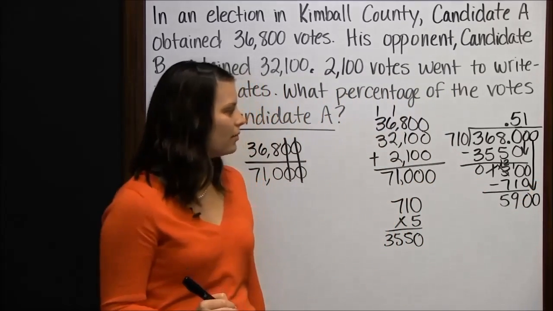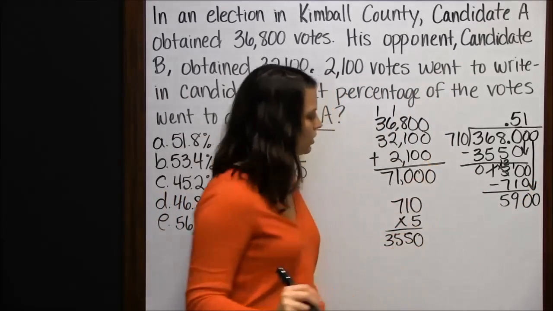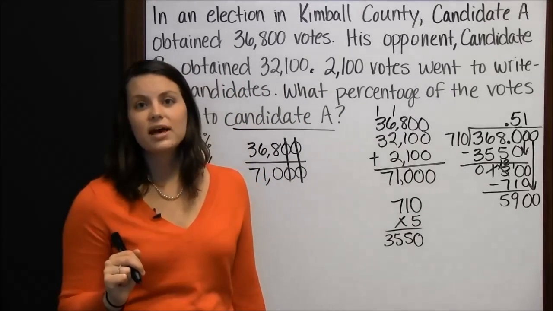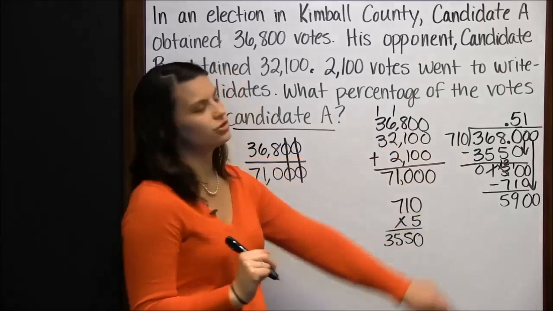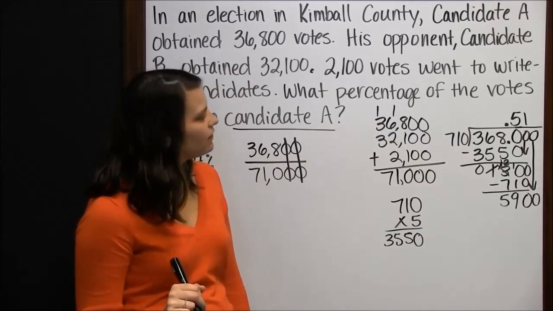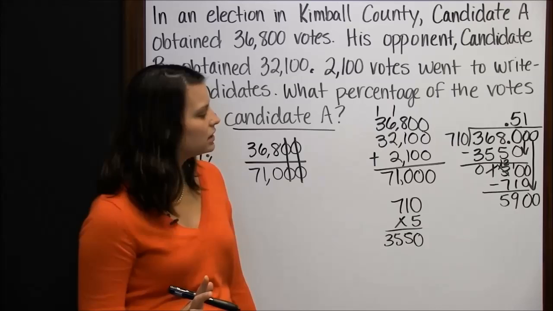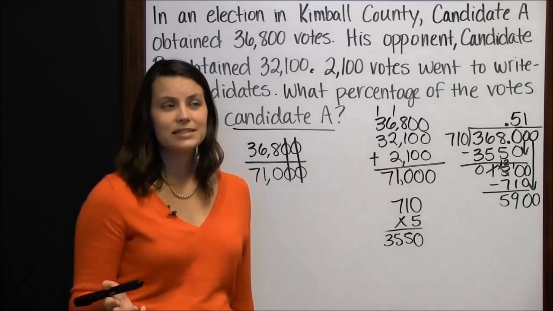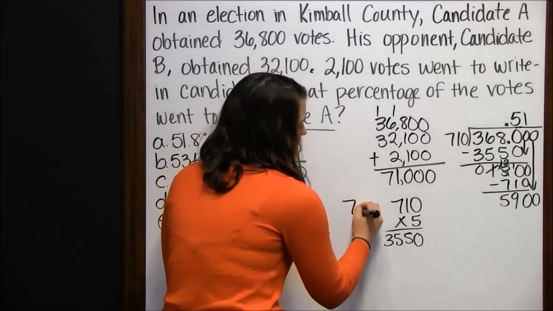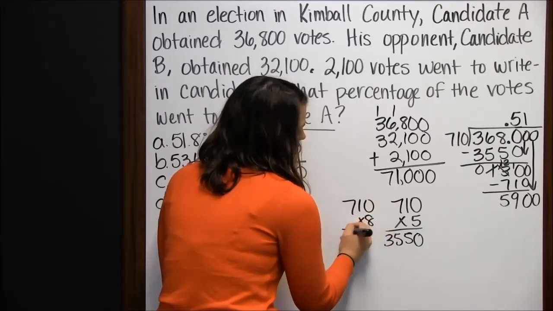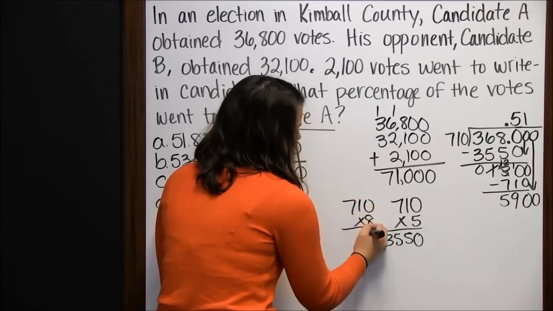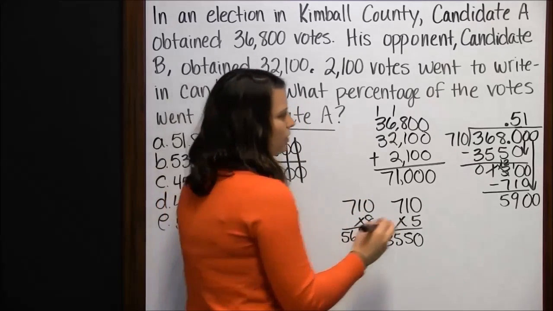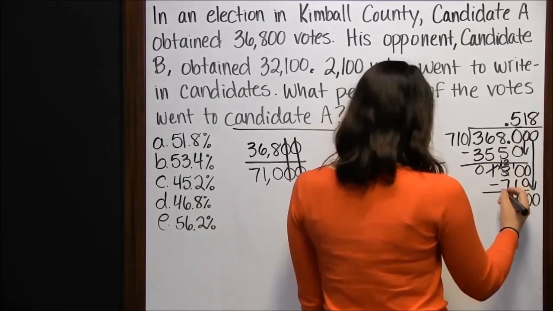So now we need to know how many times 710 goes into 5,900. So I'm again going to use that compatible number of 700. So let's see, 700 times 8 would be 5,600. So I'm thinking it goes in there about 8 times. So that's 0, and that's 8, and that's 56. So yes, that's very close. So that's 8.